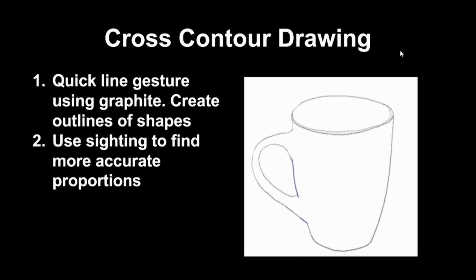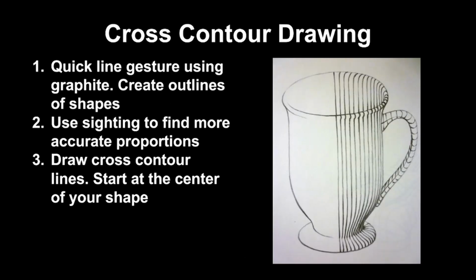First, we're going to do a quick line gesture. We're going to get the outlines of objects. We're going to use sighting to get more accurate proportions. So I've got my cup, I've got it all sighted out, and it's ready to go. Then, in pencil, we're going to find a center mark. If we're doing horizontal, like this cup drawing, we're going to start to figure out how those lines wrap around the form horizontally. We're going to do them in pencil first with graphite.